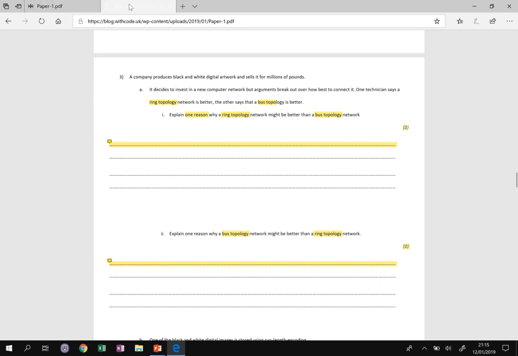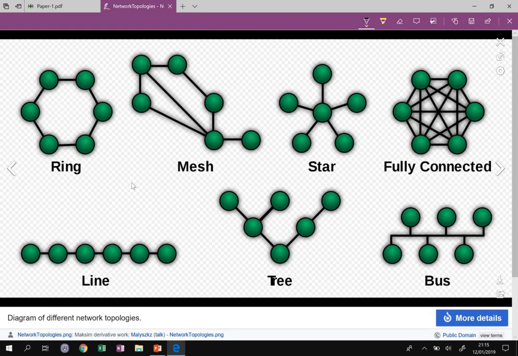So I've just searched up the first image on Wikipedia to do with network topologies. There's some on here we don't have to worry about, so we don't need to worry about line or tree, but we do have to be aware of all of the others. So these 3, mesh, star, and fully connected mesh, so this is a partially connected mesh, aren't in this question, but it's worth revising them anyway.